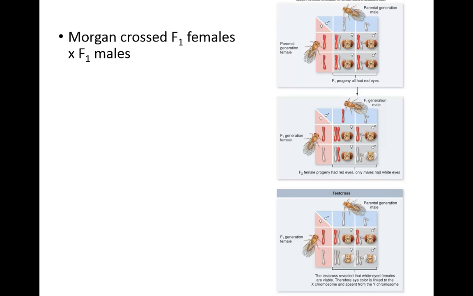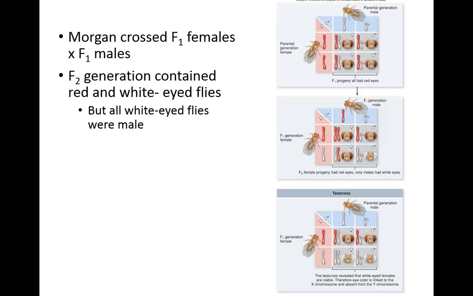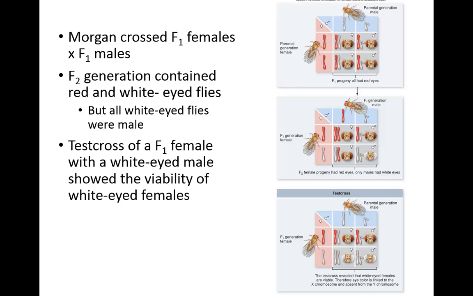And then he took the F1 generation and crossed the F1 females, which had red eyes, with F1 males, which also had red eyes. All of the F1 had red eyes. What he found in the F2 generation was that he had both red and white eyes, but all of the white-eyed flies were male. When he did a test cross of F1 females, he did find some females that had white eyes.